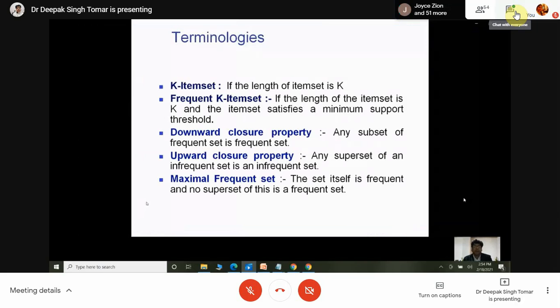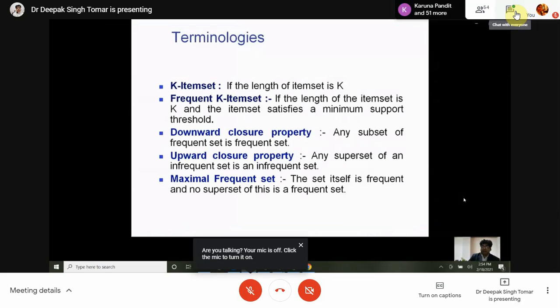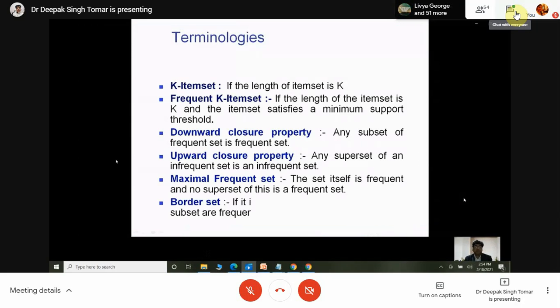Then we have the maximal frequent set. The set itself is frequent, and no superset of it is frequent. Bread, milk and egg is frequent, but when you add any one item to it, it becomes infrequent, so its occurrence will be less than the threshold.